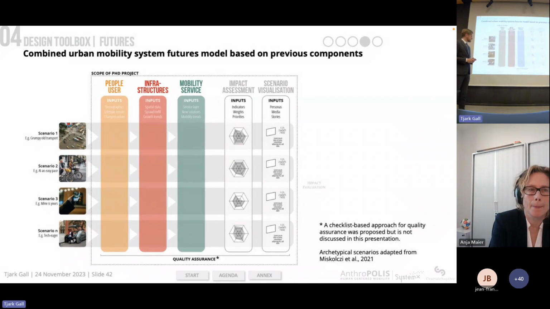Then another side project which we had was on trying to find out how we can make them more accessible, which is the quality assurance, but I will not talk about it during the presentation today.